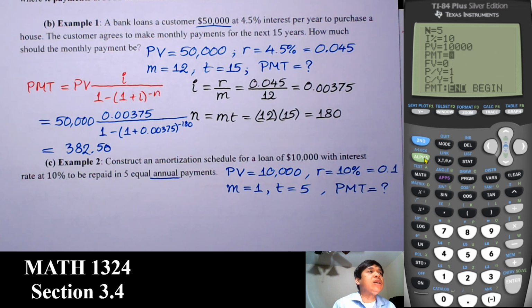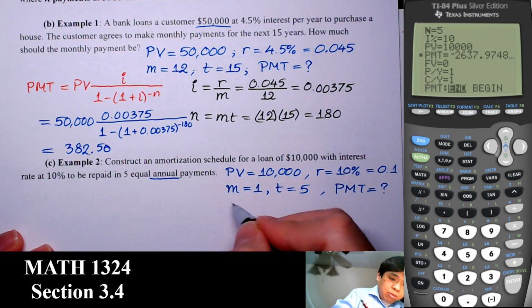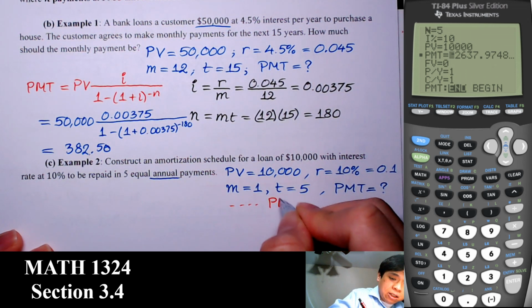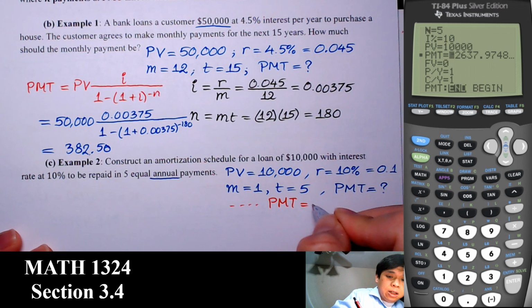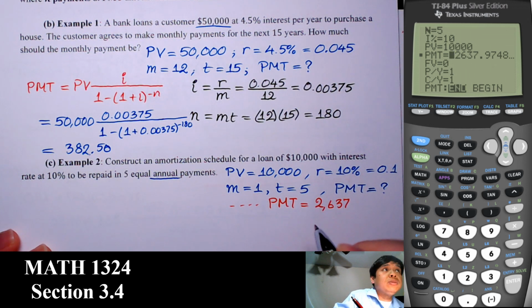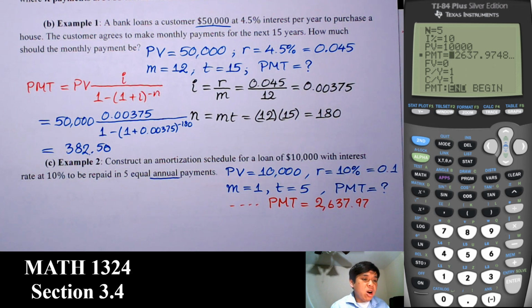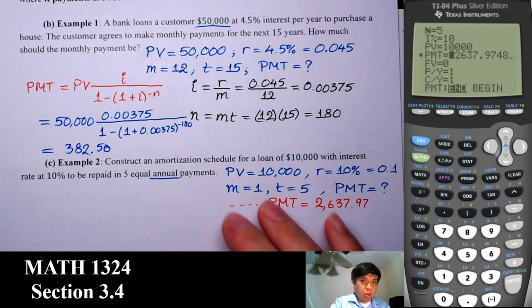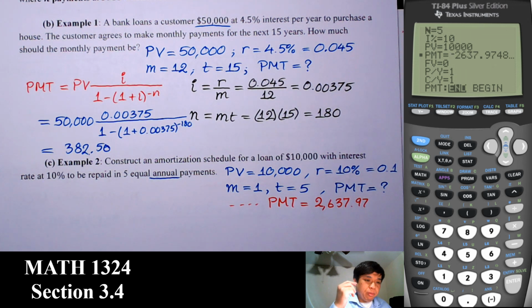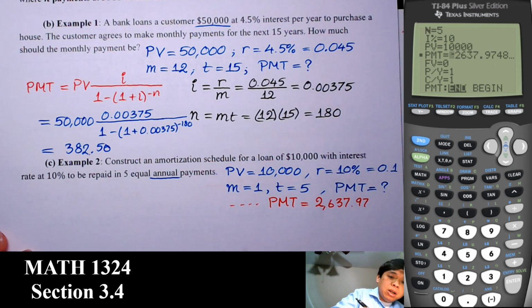Now we calculate that. After we use the formula, the payment is $2,637.97. Right. Now to construct the amortization schedule for 5 years would be a lot, so there would not be enough space here. So let's just do the first years, and I'll show the first years.